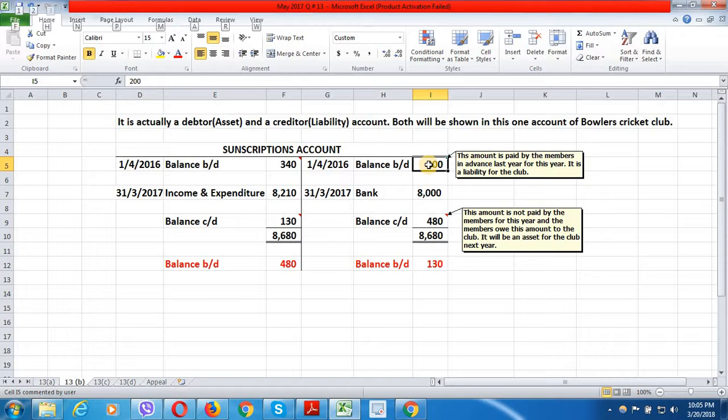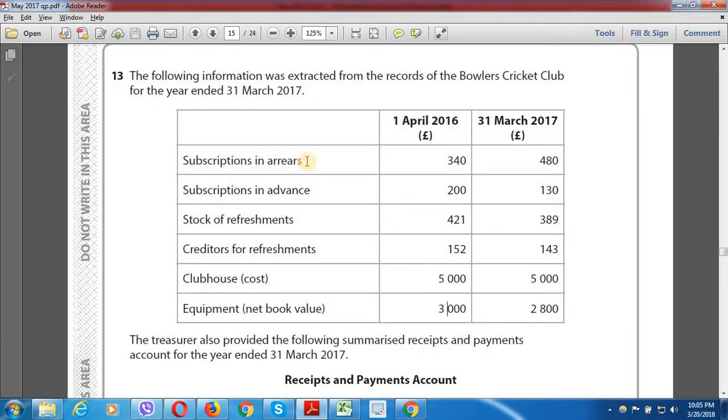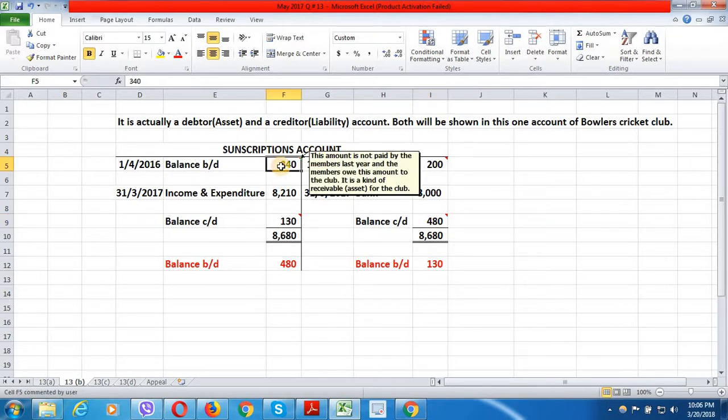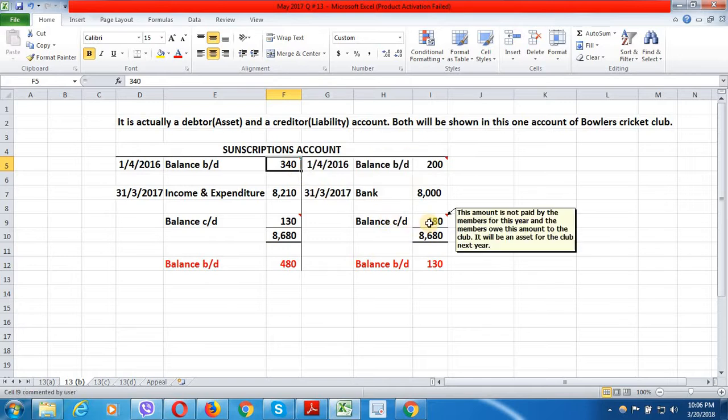Then comes the two closing balances. Subscriptions in arrears, closing balance 480. Balance CD 480. What is this? This amount is not paid by the members for this year, and the members owe this amount to the club. It will be an asset for the club next year. As 340 has been treated as asset in this year, 480 will be treated in the same way next year.